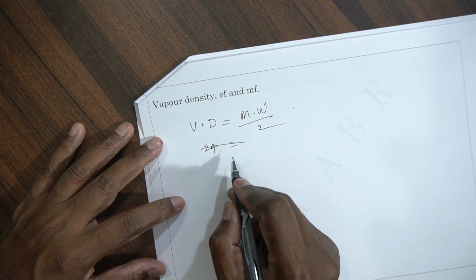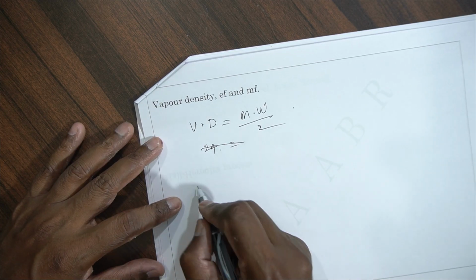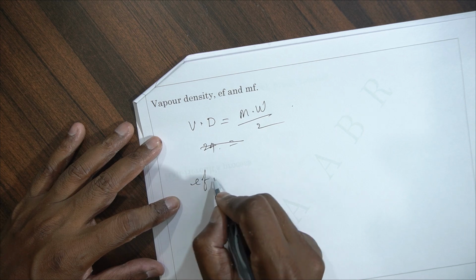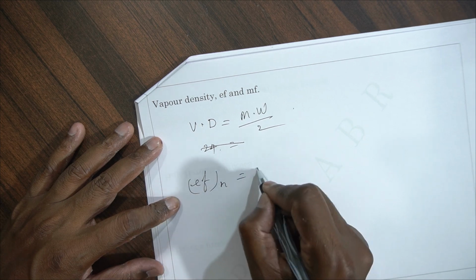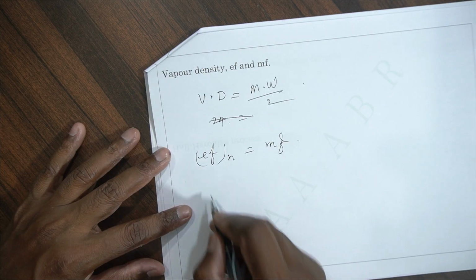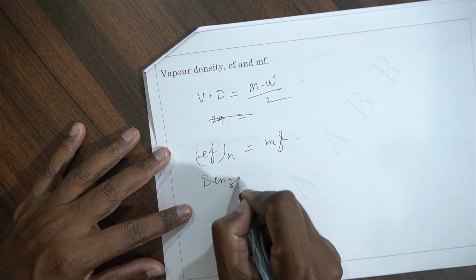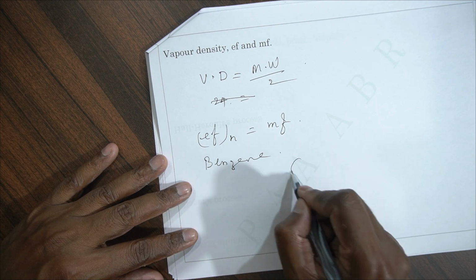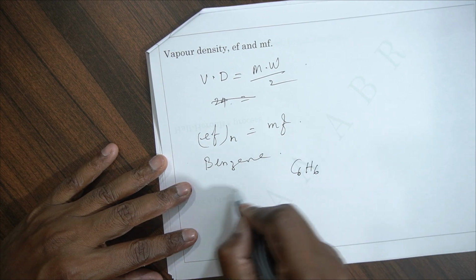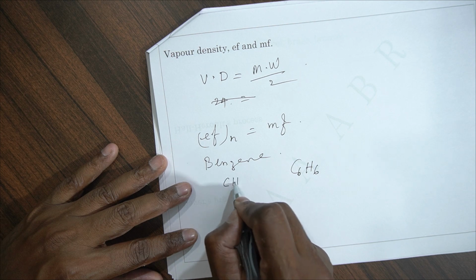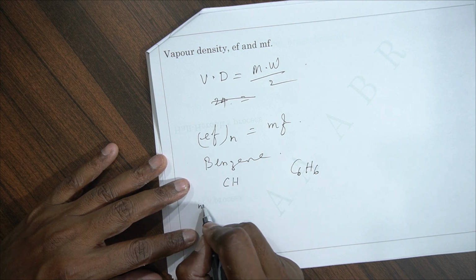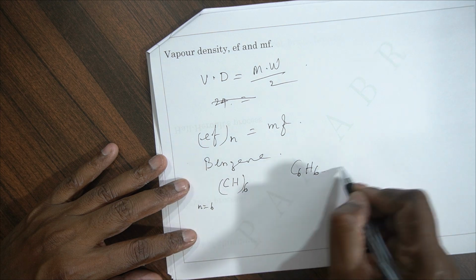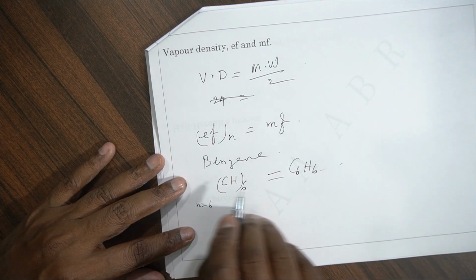Then empirical formula and molecular formula. Empirical formula multiplied by n is equal to molecular formula. Example, if you take benzene, what can be there? C6H6 is the molecular formula. CH is the empirical formula. n is equal to 6, so multiplied by 6 you will get the molecular formula. So this can be there.